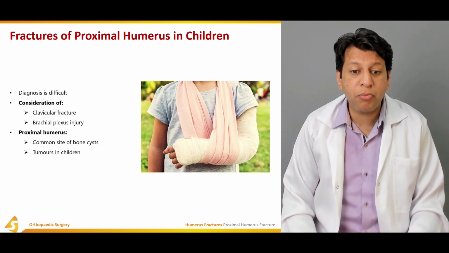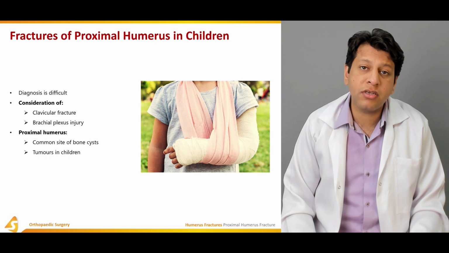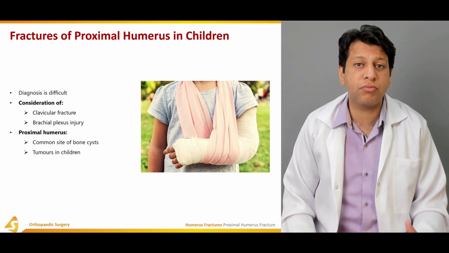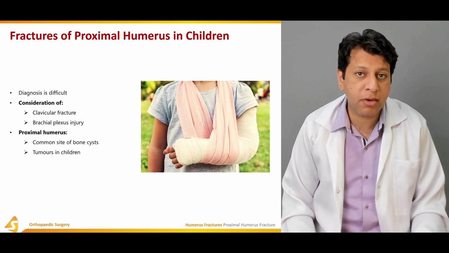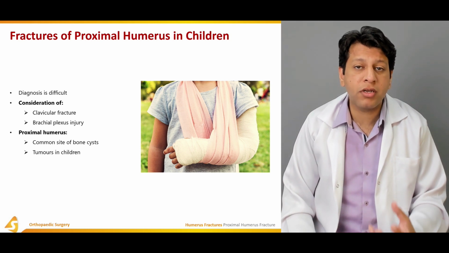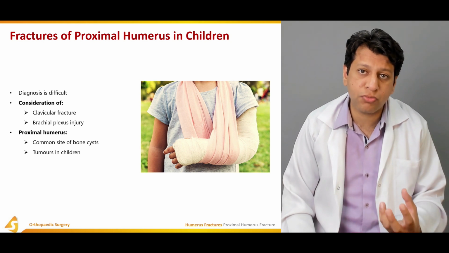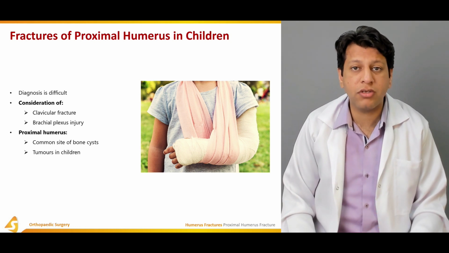So the important point is why this matters, because sometimes the metaphyseal region of the humerus could simply be a unicameral bone cyst, where the patient may have a trivial trauma resulting in a fracture, and the child now presents with a fracture, but actually there was a cyst over there which has resulted in bone fragility and a fracture.